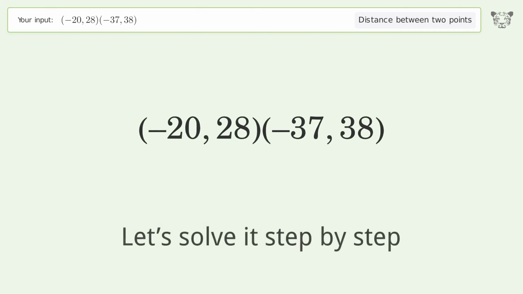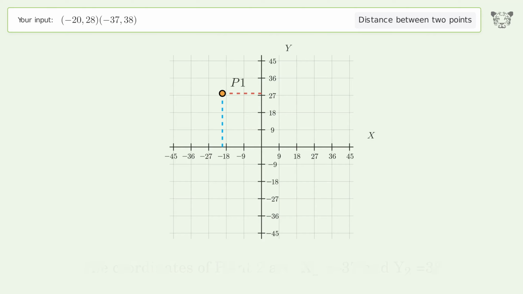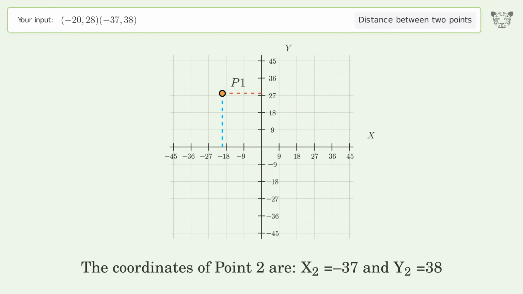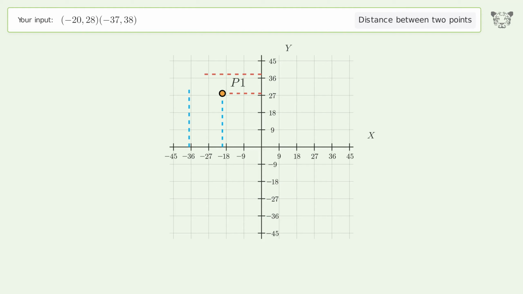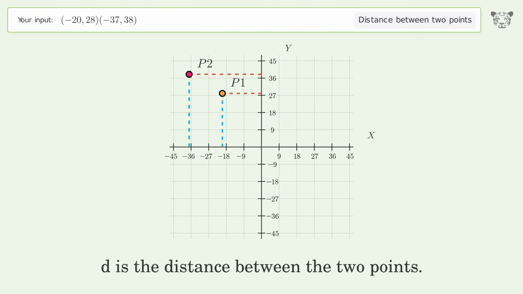The coordinates of point 1 are x1 equals -20 and y1 equals 28. The coordinates of point 2 are x2 equals -37 and y2 equals 38. D is the distance between the 2 points.